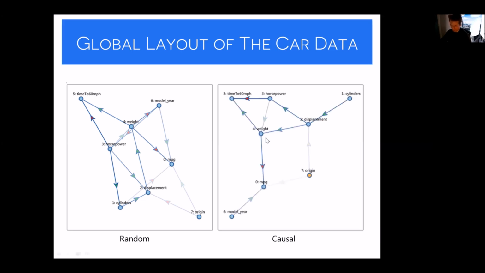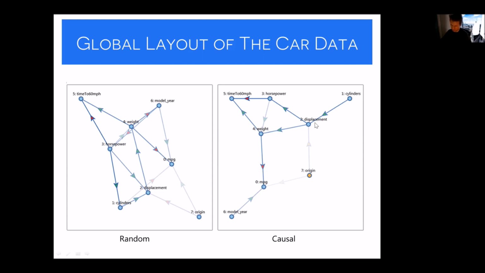For example, you learn that the weight of a car causes the miles per gallon. So if you have high weight, you have low miles per gallon. That's the red arrow here. It's a causal one. Then when you have the model here, it doesn't really have a lot of effect here.